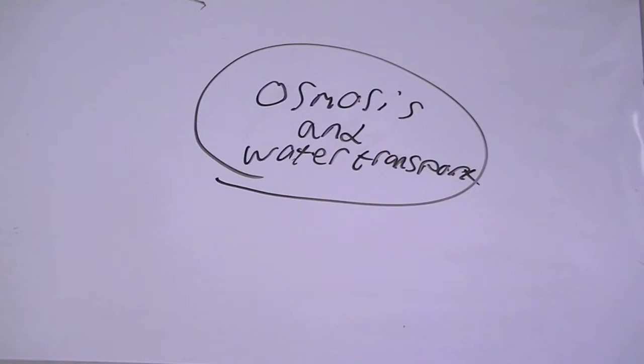Today we're going to be covering osmosis and water transport. So first off, what is osmosis? Well, osmosis is a bit like diffusion. And if you don't know what diffusion is, it's when particles move from an area of higher concentration, so where there is more of them, to an area of lower concentration, where there's less of them. Osmosis is effectively this, except it's only with water. So water moving from where there is more water to where there is less water.